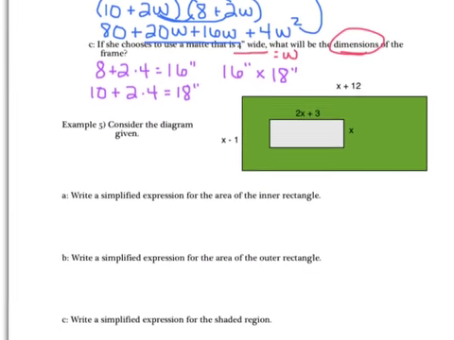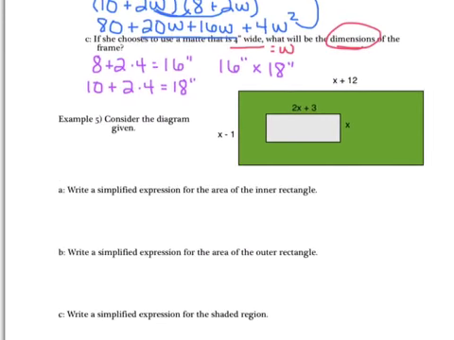Let's look at example 5. So you've got one rectangle kind of nestled inside another rectangle. It says write a simplified expression for the area of the inner rectangle. So the inner rectangle is this one. Okay. And again, area is length times width. So length times width. Now since that 1x is just a single term, that's called a monomial, I'm not going to have to set this up with FOIL. It's really just going to look like the distributive property.